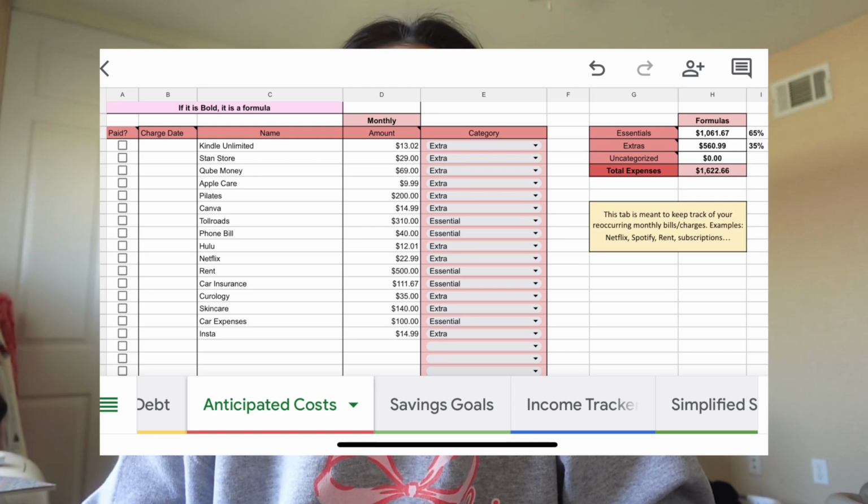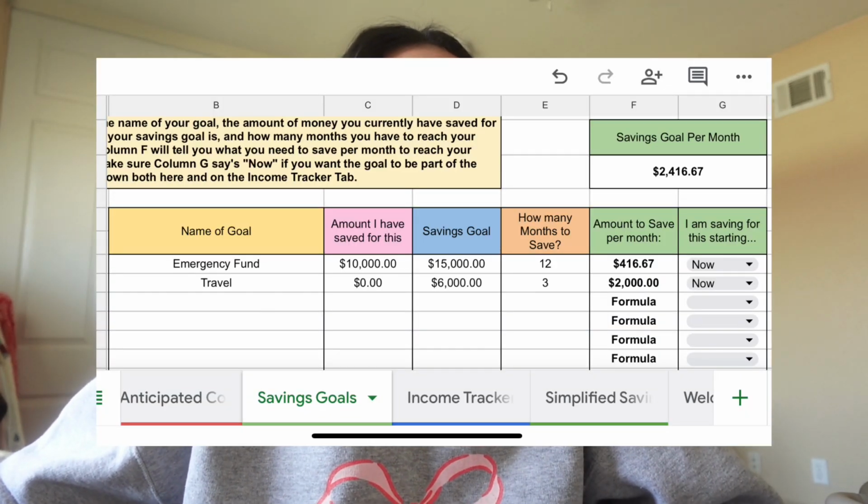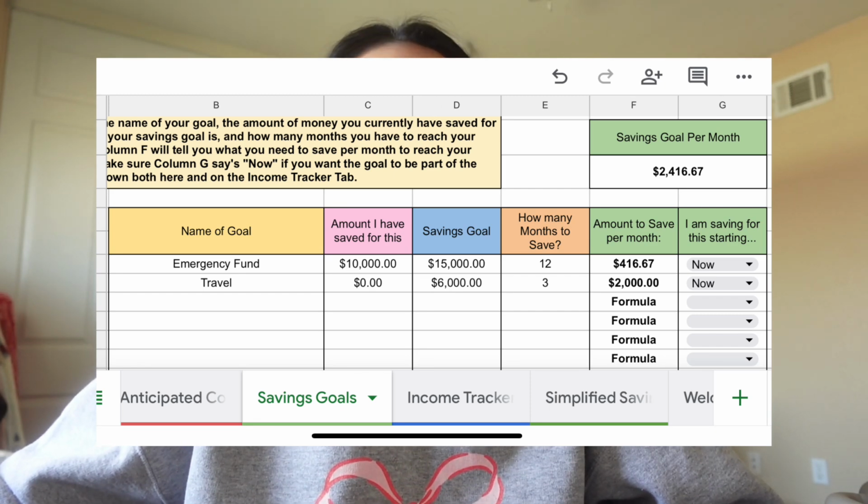Overall, total expenses are $1,622.66. Sounds about right. Let's slide on over to savings goals. Right now I just have emergency fund and travel on there. I'm gonna add a moving fund to that list, I think.